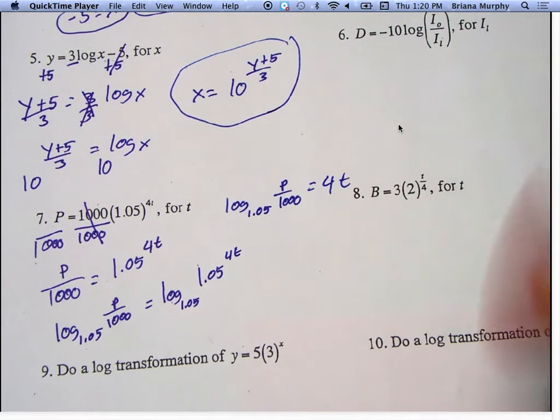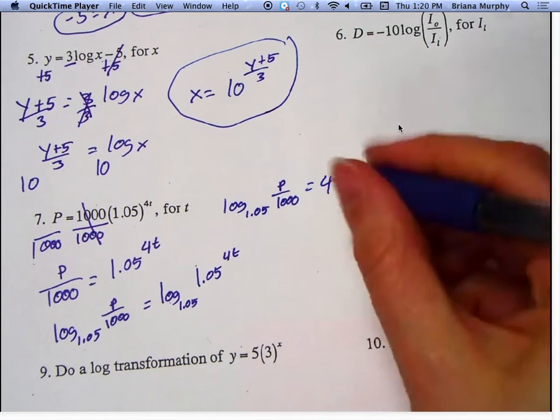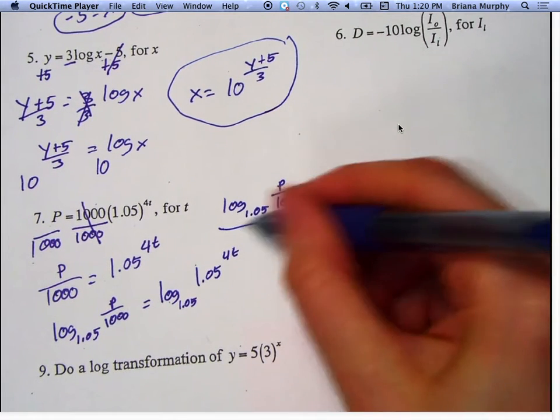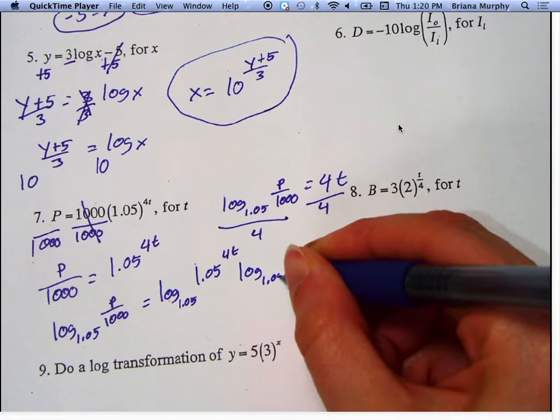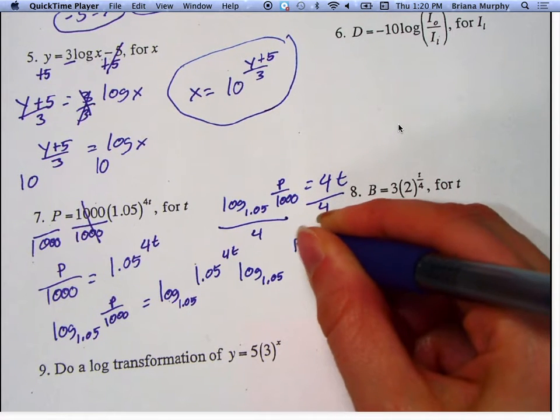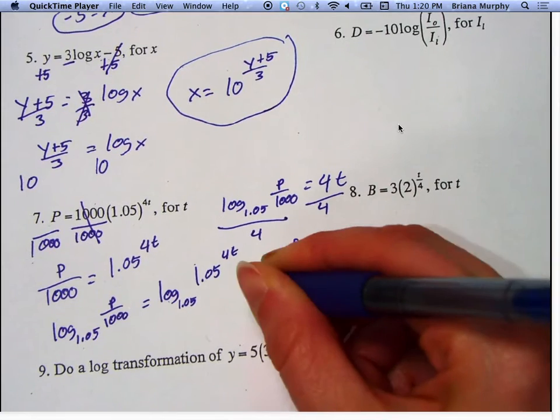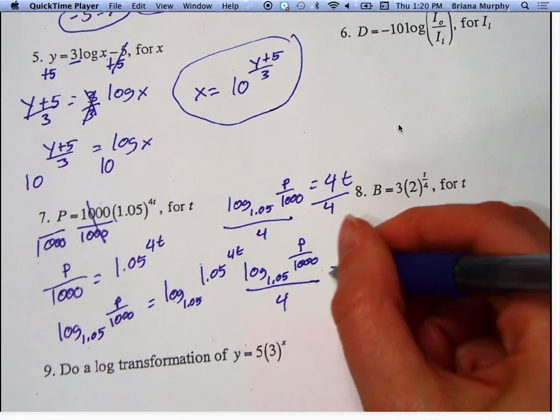And what's my last step? Divide by 4. So I get log base 1.05 of (P over 1,000) all over 4 equals t.